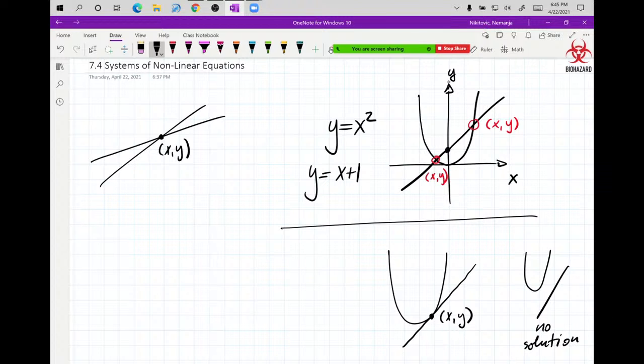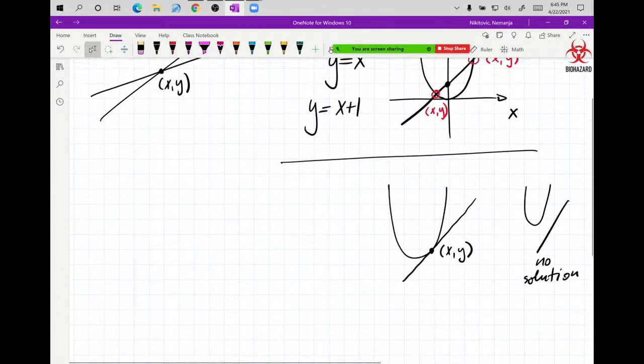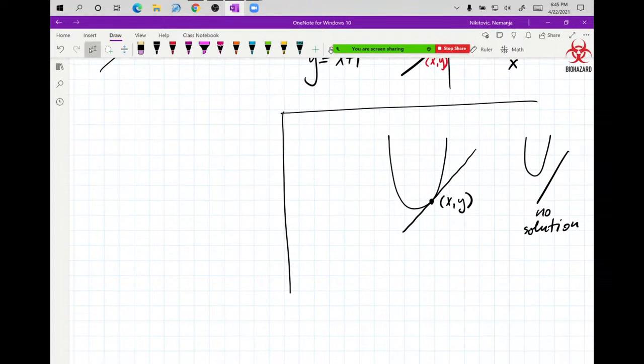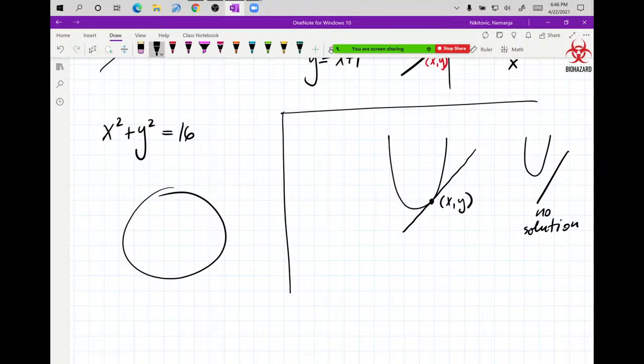So as soon as they have a contact, whether it's 1 point, 2 points, or more than 2 points, you will have that amount of solutions. Every intersection is a solution for the system. So now, if you go back and remember that x squared plus y squared equals 16 is a circle with a radius of 4.